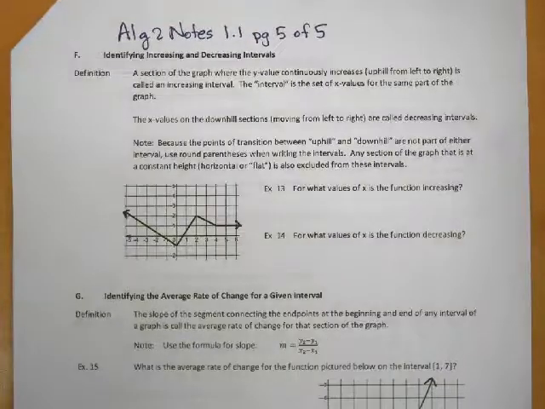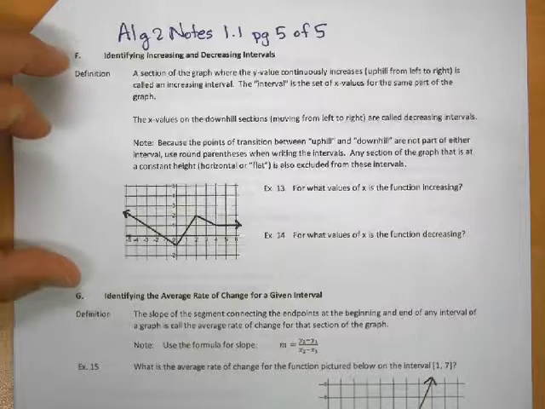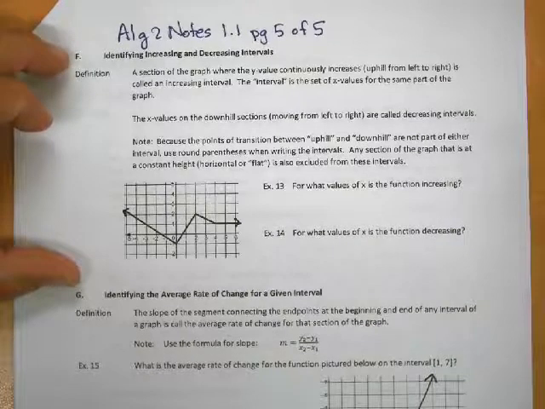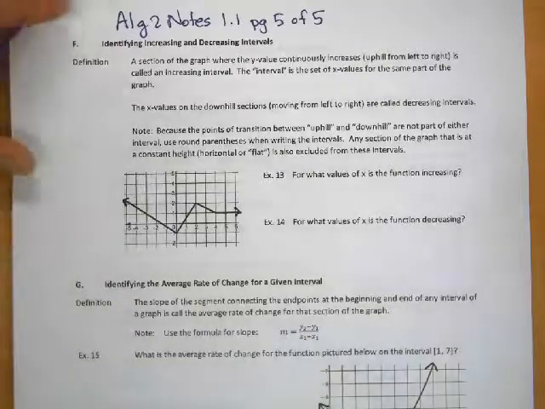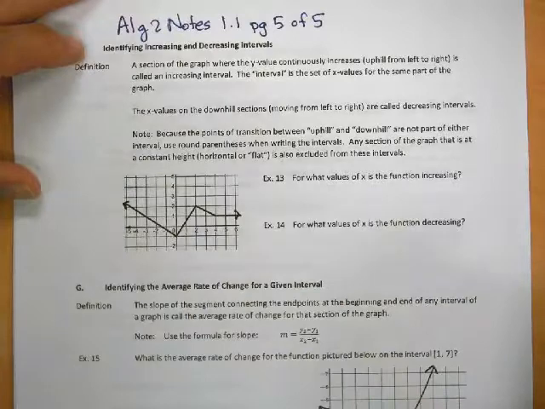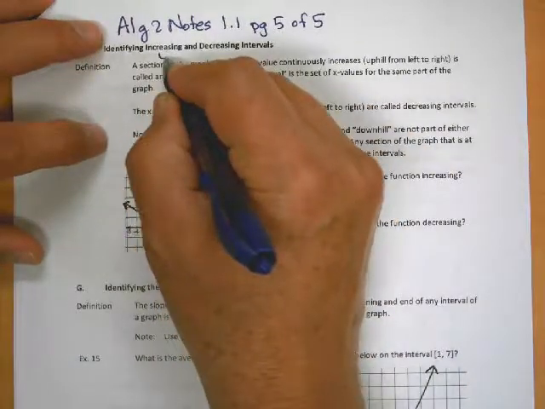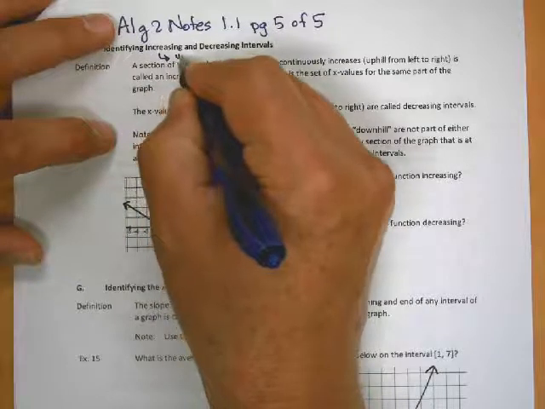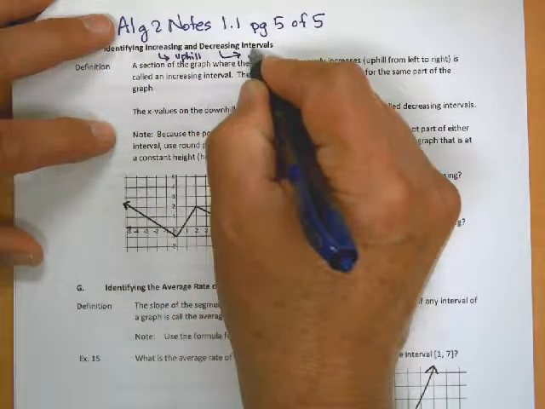Okay, we're transitioning to the final page of the 1.1 notes for Algebra 2, and we have two more goals. We're going to try to figure out increasing and decreasing intervals, and then we're going to find the average rate of change. In a graph, you have parts of the graph that are uphill and parts that are downhill, and that's what's meant here. Increasing is uphill, and decreasing is downhill.